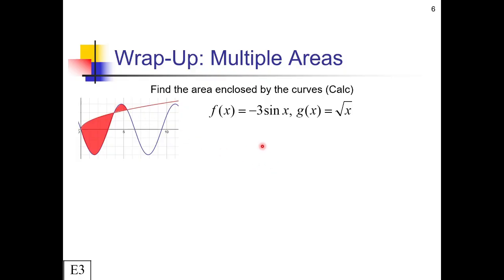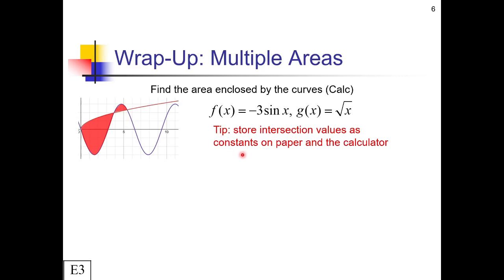One thing in general, just a general tip on this, is when you have these intersection points, it's not a bad idea to store those intersection values as constants on both your paper and on the calculator. So when you go ahead and find out what those intersection points are, maybe just consider making them constants. Like I used P and Q, you could use A and B, whatever you want to do. Strategizing what else you're going to do with those constants though, because we have these two different areas.